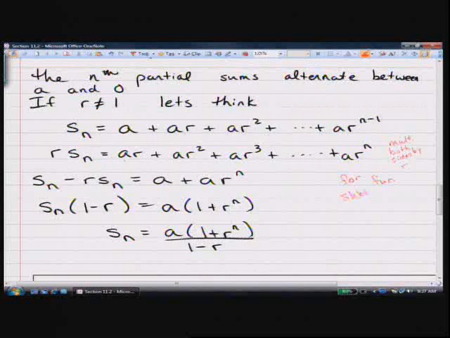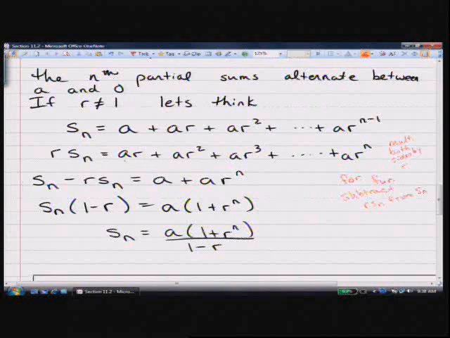Subtract r s sub n from s sub n. The reason we did that is because we wanted to see if we could find a way to describe s sub n without all these dots in it, so I didn't have to do all that work. Then some stuff in the middle cancels out, and I just ended up with the first term and the last term equal to this. Now I'm able to factor s sub n out, and now I can describe s sub n in a better way. Here it's described, but this way is a lot less work, not as much to work with or worry about.